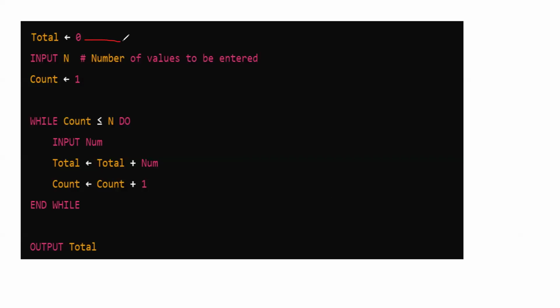Total has initial value 0, input n, and count equal to 1 for this one, up to n. So whatever the value, like I gave 500, this loop will take 500 inputs. It will run 500 times: input num, total plus num, count equals count plus 1, and end while.